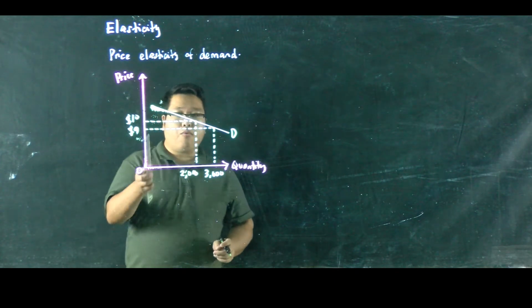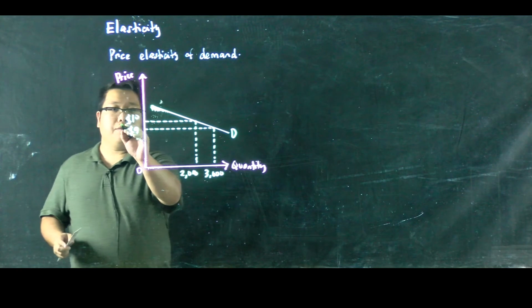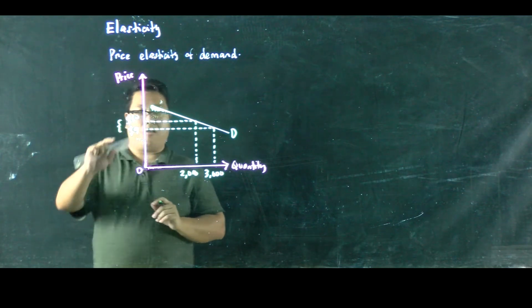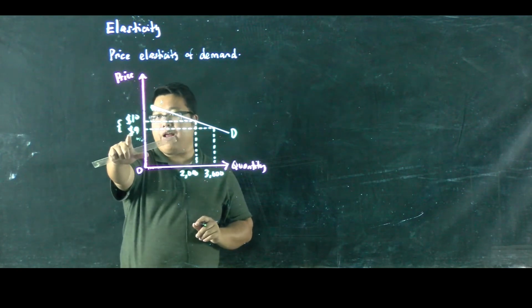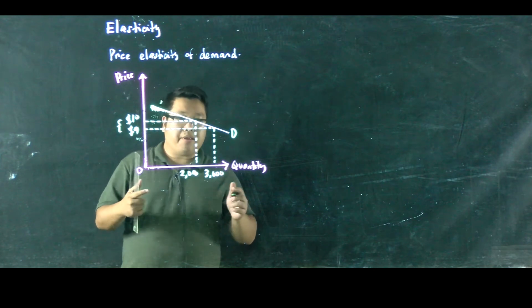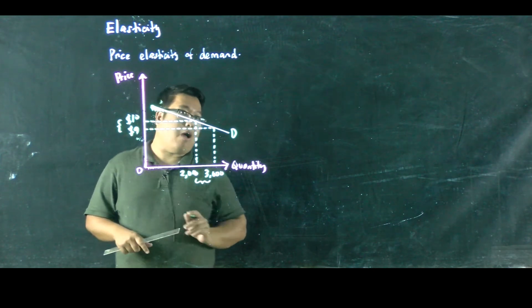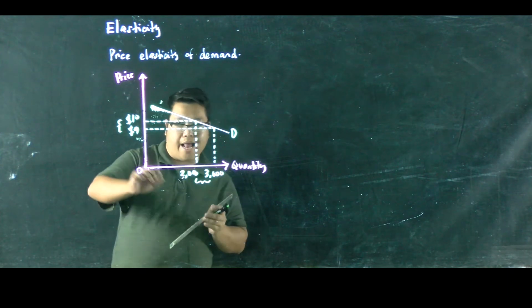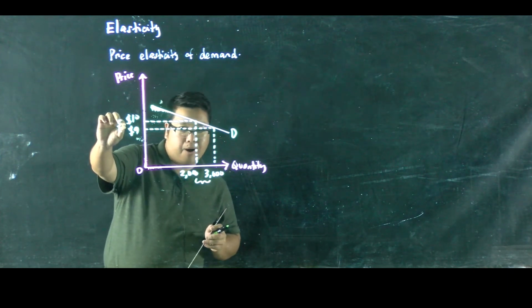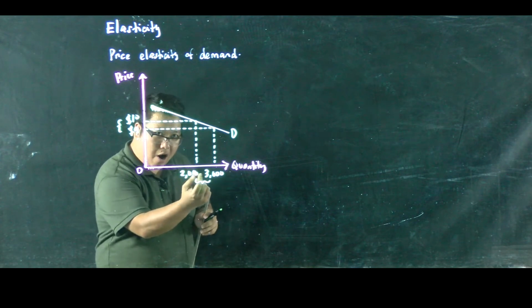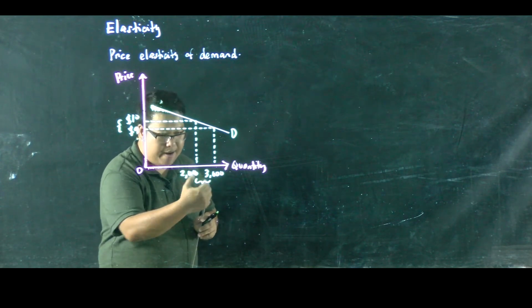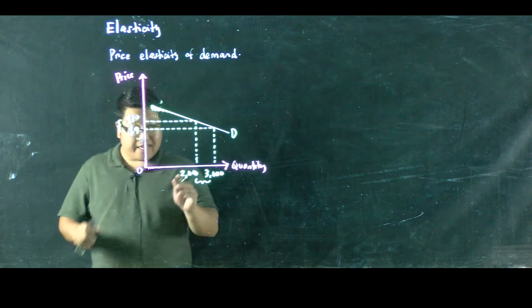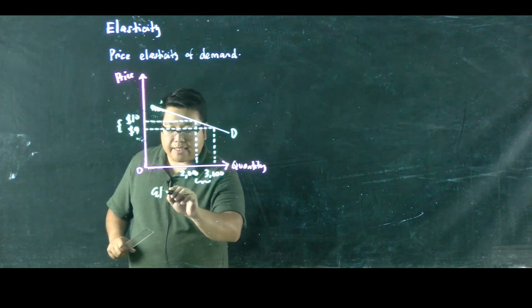Okay. So what we can notice here is that the change in price is small, right? It's like $1. So it's like a $1 increase from $9 to $10. But then quantity decreased by 1,000. So what we can conclude here is that for a small change in price, it triggered a large change in quantity demanded. We can say that this exhibits elastic demand.